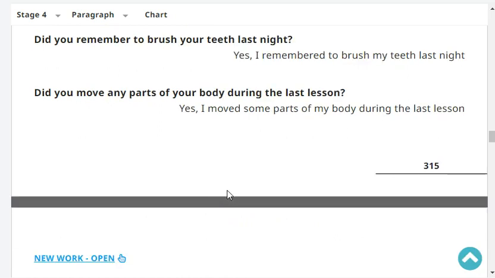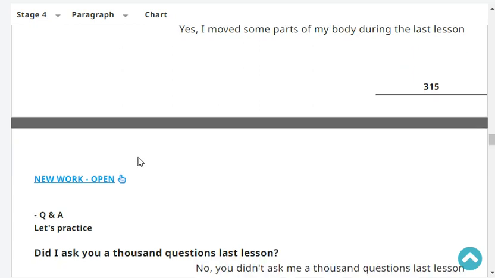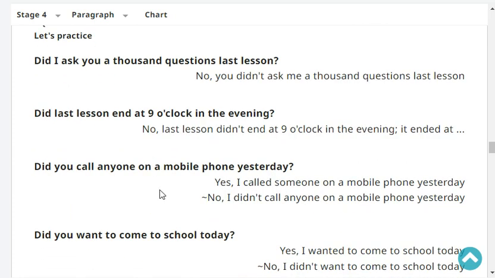Did you move any parts of your body during the last lesson? Yes, I moved some parts of my body during the last lesson. Did I ask you 1,000 questions last lesson? No, you didn't ask me 1,000 questions last lesson.